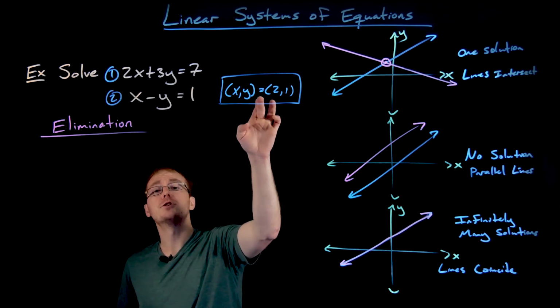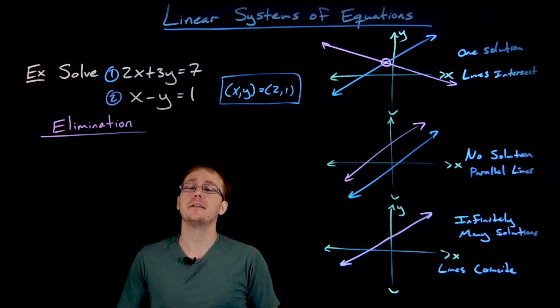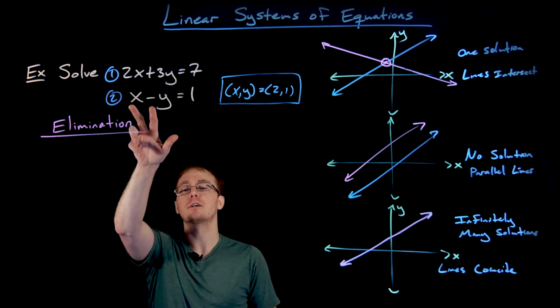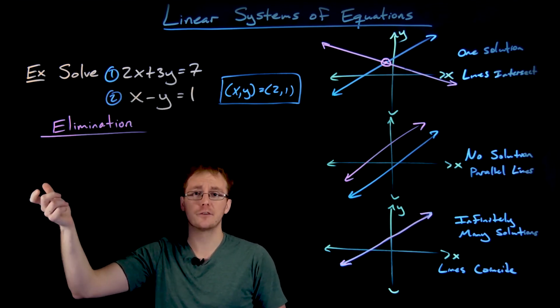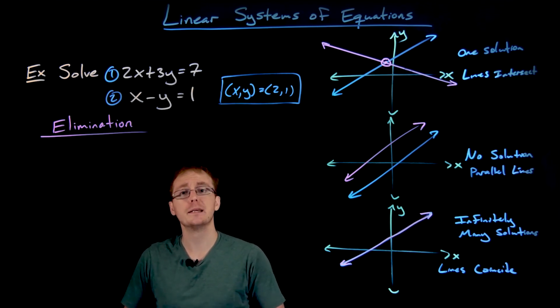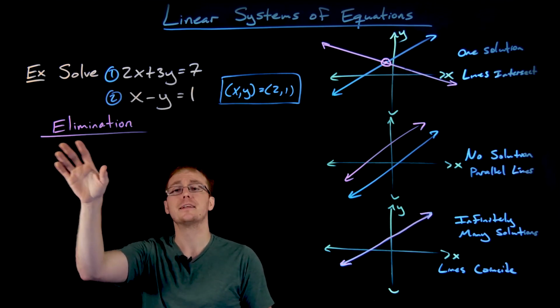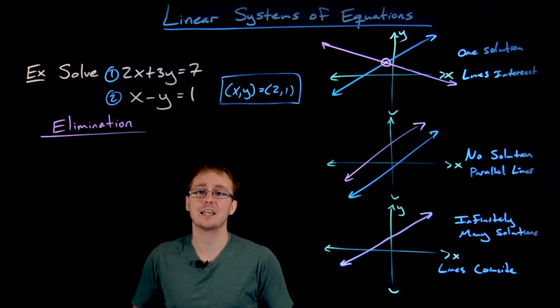So when we found our solution the first time using the substitution method, that process was taking one of our equations, solving it for one of our variables, plugging that expression into our other equation, and then solving for the remaining variable. The elimination method is slightly different, but it's going to accomplish the same task.